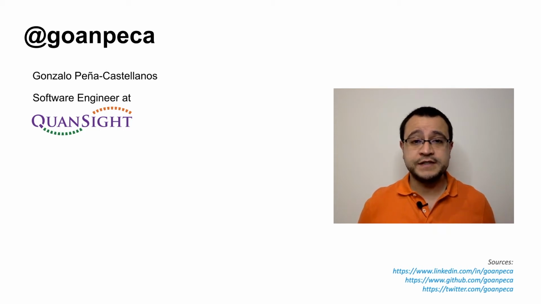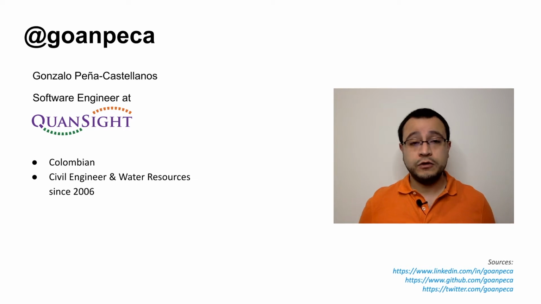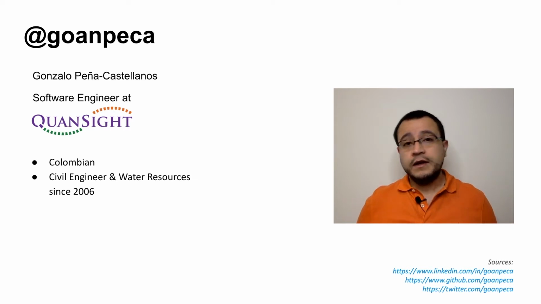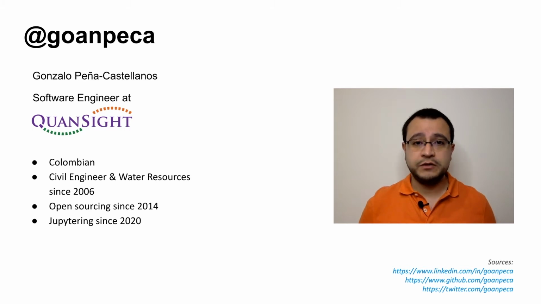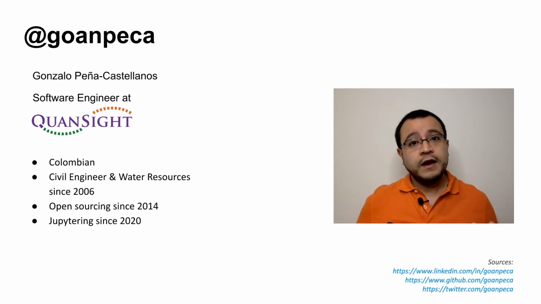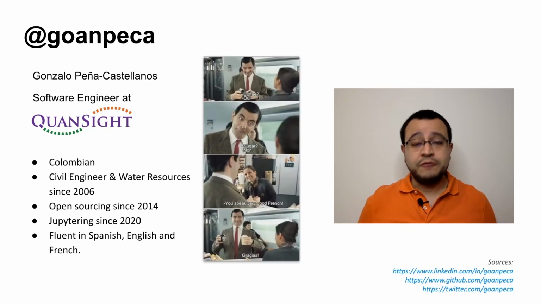My name is Gonzalo Peña-Castellanos. I'm currently a software engineer at Quansight. I'm a Colombian living in Bogota. My background is in civil engineering and water resources. I've been doing open source development since 2014, and I've collaborated in different projects including Spyder, Lektor, and Project Beware. I started working with Project Jupyter, and specifically JupyterLab, in 2020, on the topic that I will be talking about in this presentation. And just like Mr. Bean, I'm fluent in Spanish, English, and French, which was very useful when tackling this work.